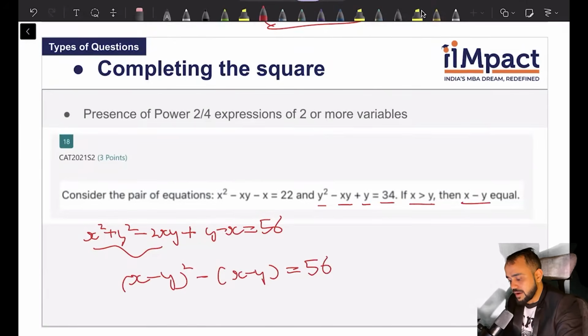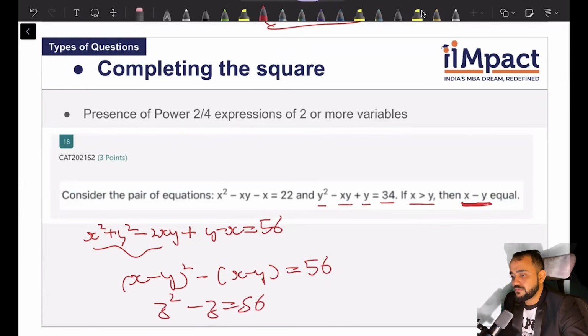If I replace x minus y with z, which is what they are asking me for, I get a simple quadratic here. I can get the value of z. z is going to be 8. You can also see the answer immediately.